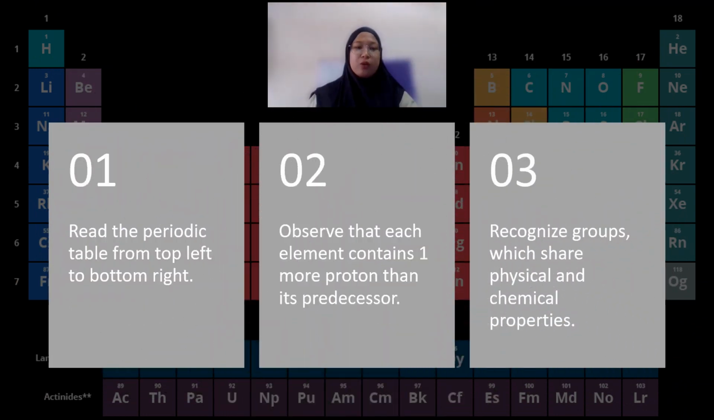So this is how we read the periodic table. Number 1, read the periodic table from the top left to the bottom right. Number 2, observe that each element contains one more proton than its predecessor. Number 3, organize groups which share physical and chemical properties.